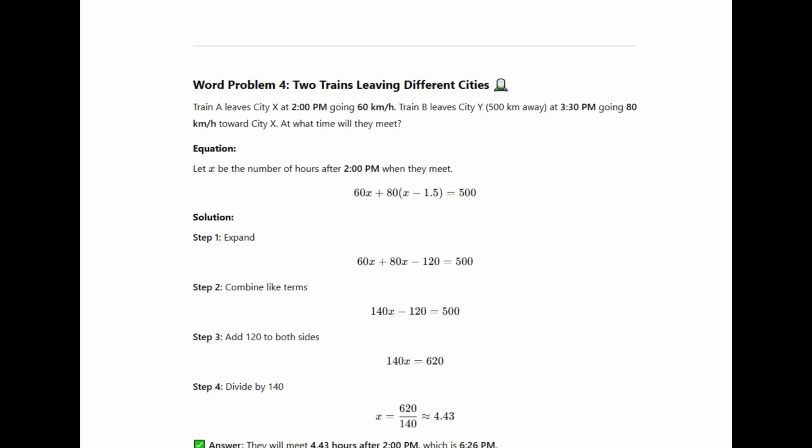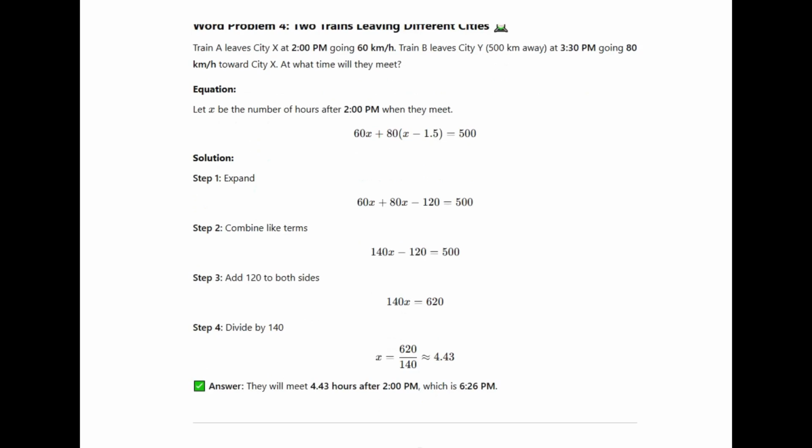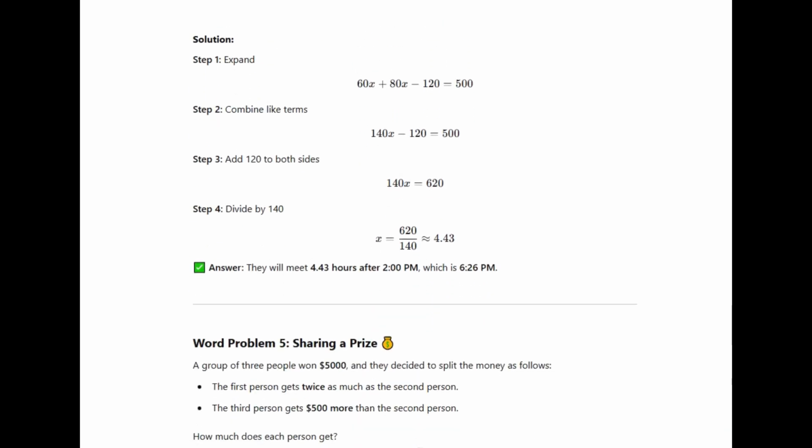Equation. Let x be the number of hours after 2 p.m. when they meet. 60x plus 80(x minus 1.5) equals 500. Solution. Step 1. Expand: 60x plus 80x minus 120 equals 500. Step 2. Combine like terms. 140x minus 120 equals 500. Step 3. Add 120 to both sides. 140x equals 620.